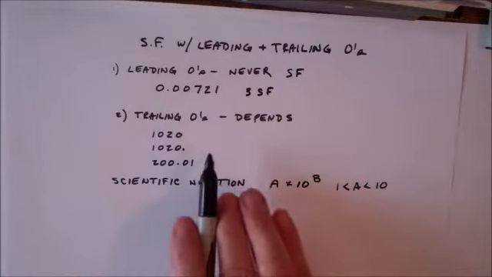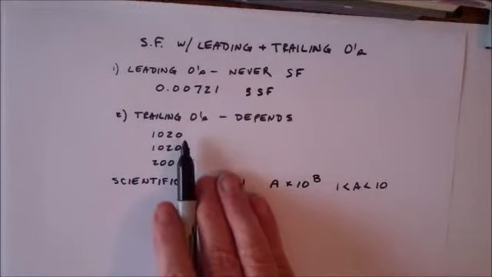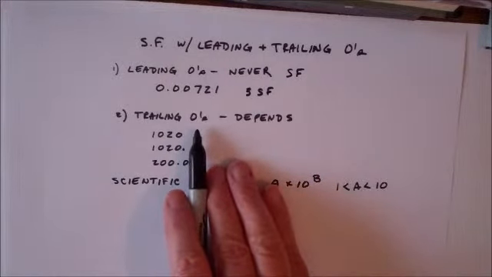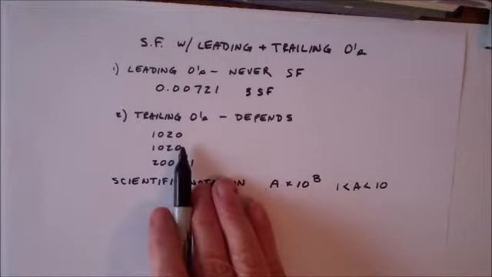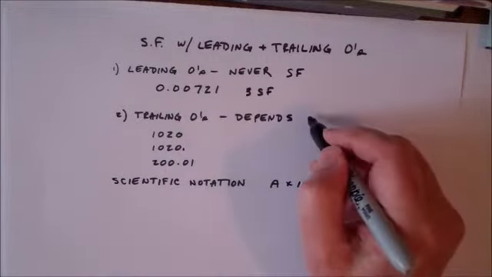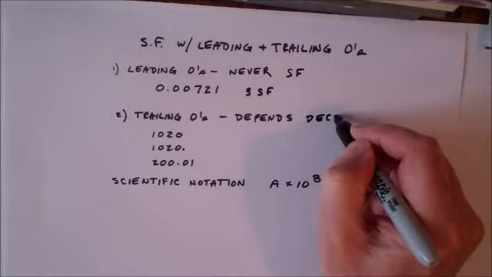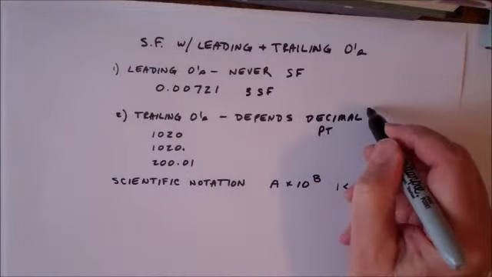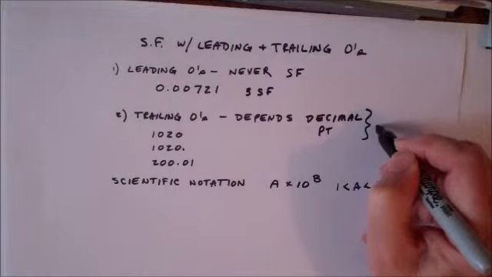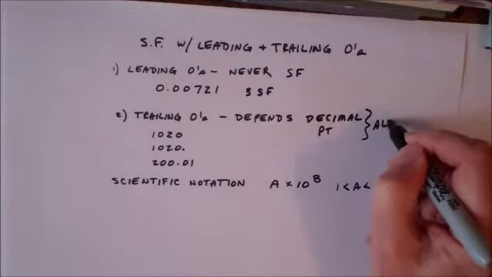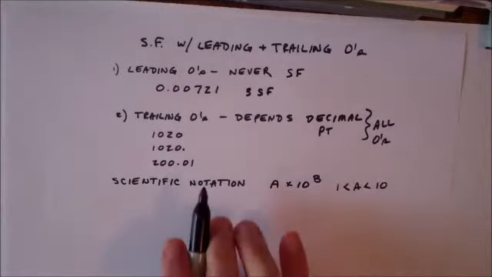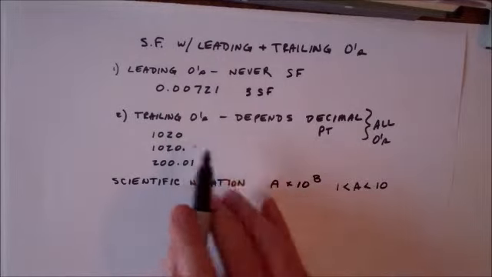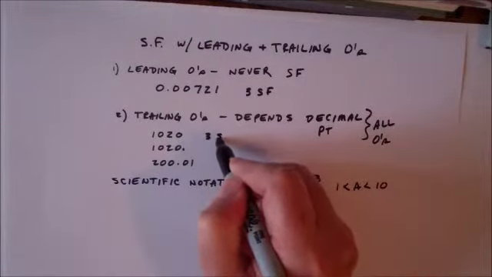These leading zeros are merely placeholders to indicate the magnitude of the number. Trailing zeros, the indication of whether or not they're a significant figure will depend upon the decimal place. If there's a decimal point, then we typically count all trailing zeros, not leading zeros ever. So in this case, the number 1020 without a decimal point will have 3 significant figures.